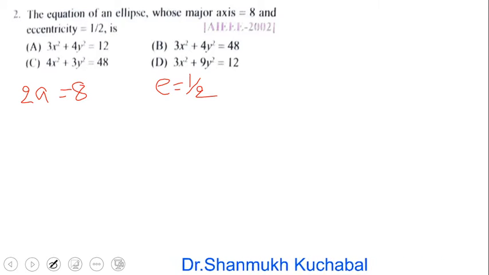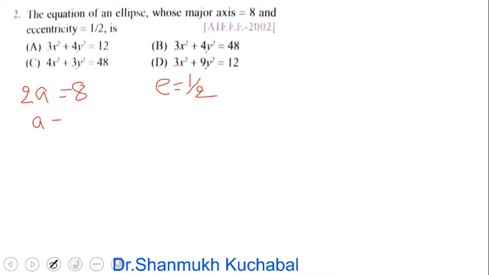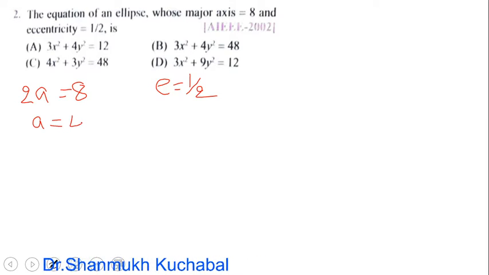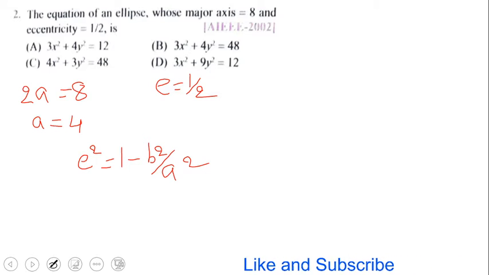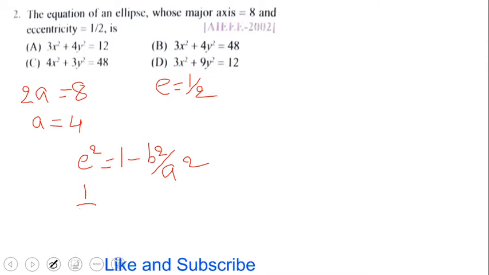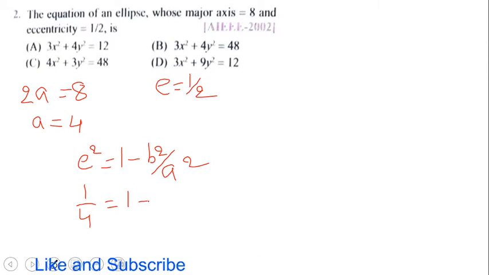So from the first equation I can write the solution for A. 8 divided by 2, we get 4. Further, I am going to use the relationship between E, A and B. So we get E square equal to 1 minus B square divided by A square. Further, E square, 1 by 2 whole square is 1 by 4. So this is equal to 1 minus B square, which we don't know, so I write it as it is.